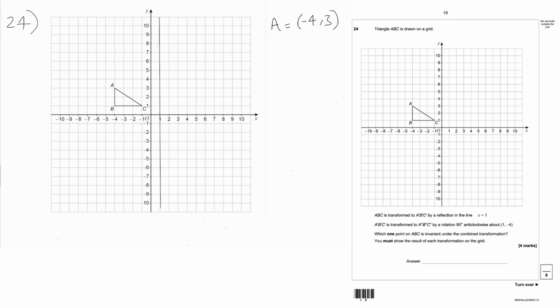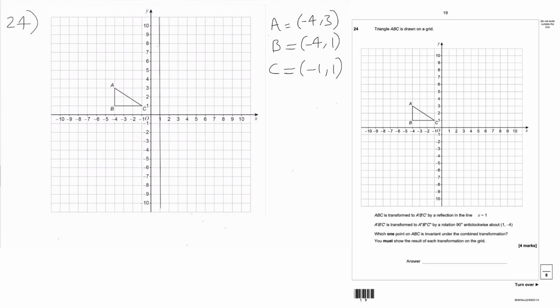So A has the coordinates -4, 3. B has the coordinates -4, 1. And C has the coordinates -1, 1. So we want to reflect about this line here. So we don't need to worry about the y coordinates because they're going to be the same in the reflection. But the x coordinates are the things that change.